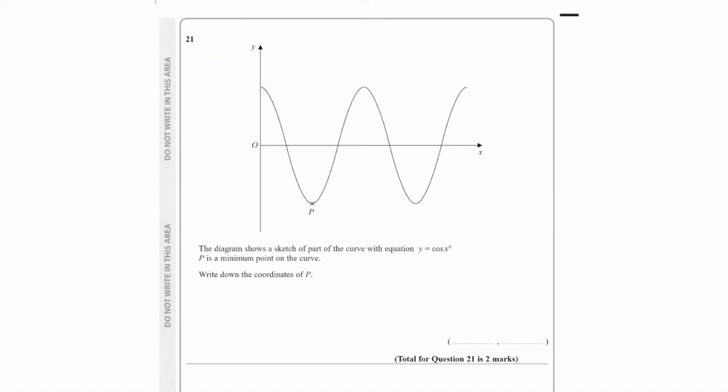Okay, we're almost there. Question 21, so you can see here we've got obviously some kind of trig graph. They've said specifically the diagram shows a sketch of part of the curve with equation y equals cos x. So this is the cos graph, the original, just straightforward cos graph. With sin, cos and tan, you're supposed to know not only just what it roughly looks like, but you're meant to know all the coordinates, so this is asking about that. They said P is a minimum point on the curve, write down the coordinates.